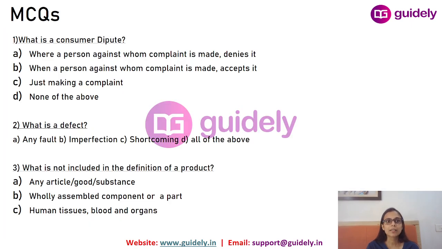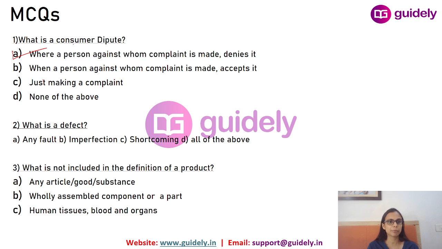Now we will have a look at some MCQs. What is a consumer dispute? A. Where a person against whom the complaint is made denies it. B. When a person against whom a complaint is made accepts it. C. Just making a complaint, or D. none of the above. So the answer is A. Where a person against whom the complaint is made denies it. So this is how a dispute arises. One party alleging it and another party refusing it.